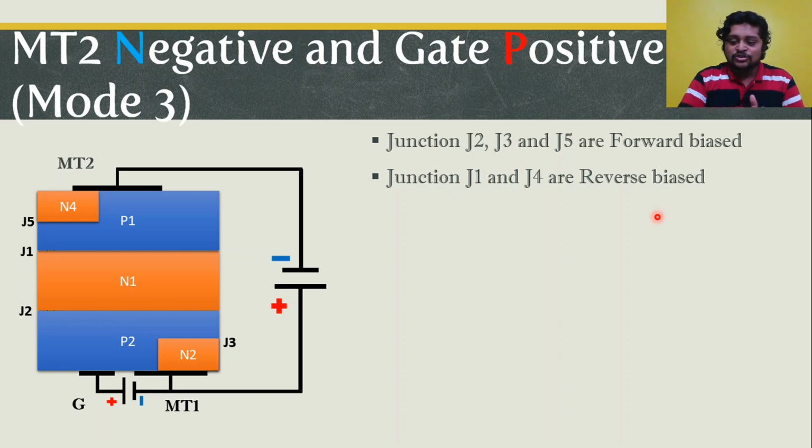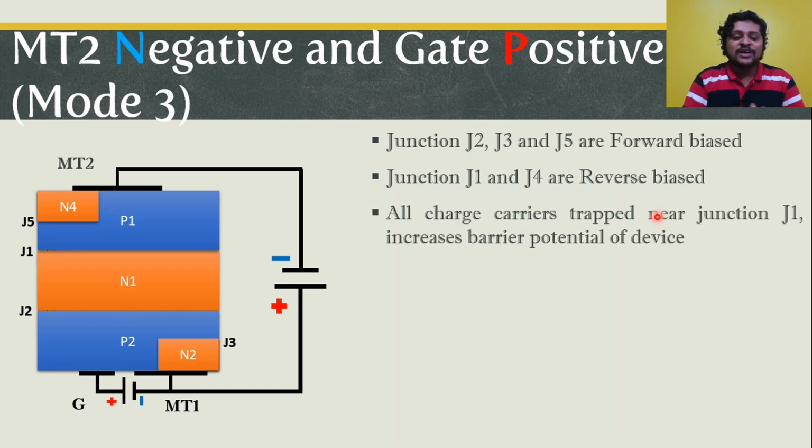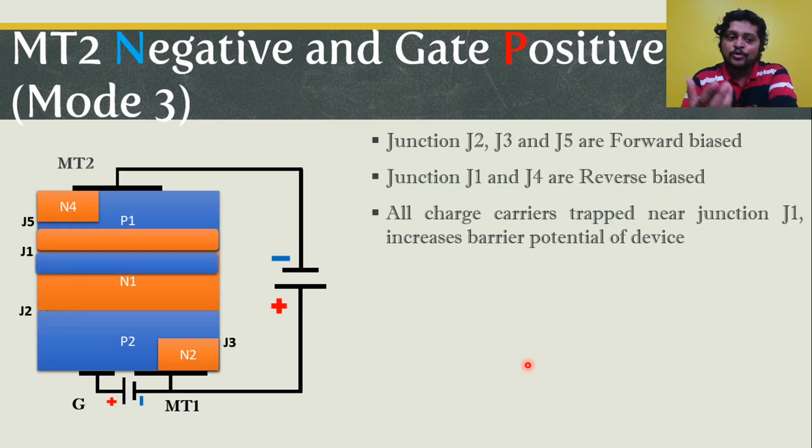But as junction J1 is reverse biased, all the charge carriers get accumulated near junction J1, and this increases the width of the depletion region. Again, the same process we observed in mode 1 and mode 2. As the width of the depletion region increases, the barrier potential of junction J1 will increase. As the barrier potential increases, it will not allow any movement of charge carriers from the P1 region to the N1 region or N1 region to P1 region. So no movement of majority charge carriers means the device remains in off condition.